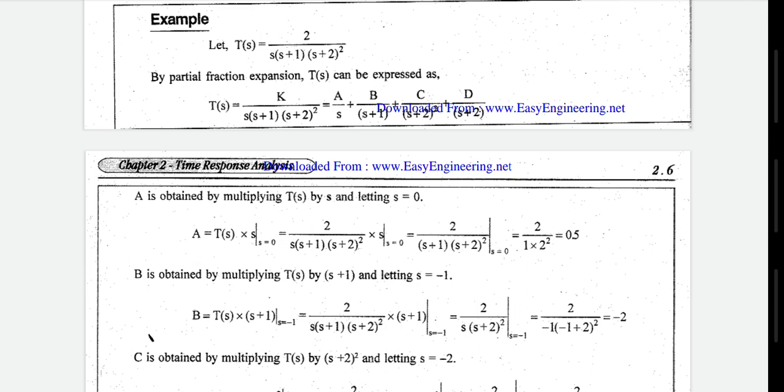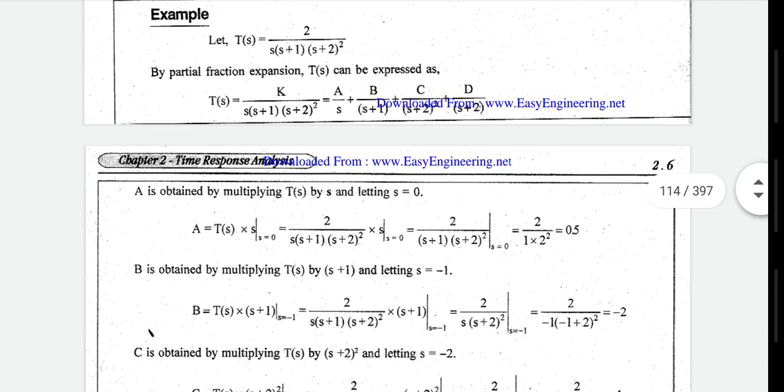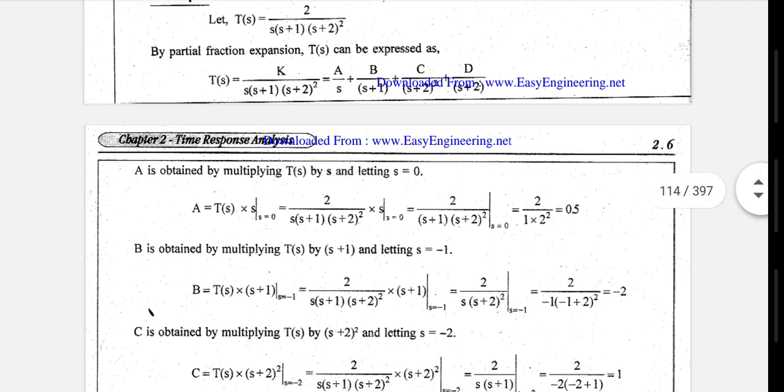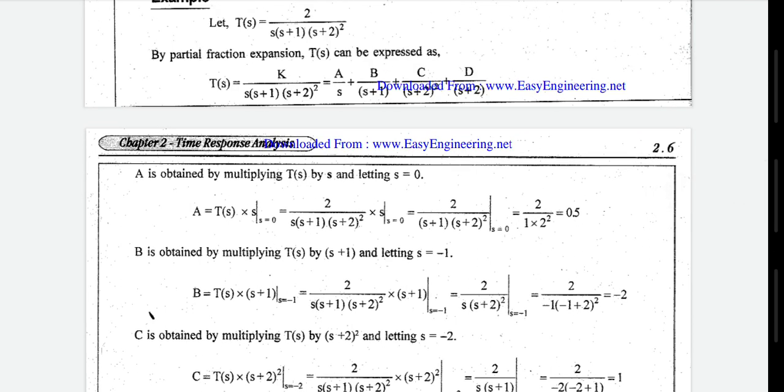Okay, so T of S is equal to, you are writing it as 2 by S into S plus 1 into S plus 2 whole square, that is equal to, you are splitting it into separate forms. A by S plus B by S plus 1 plus C by S plus 2 whole square plus D by S plus 2. Whatever pole is repeated, the repeated pole should be taken once again. So plus D by S plus 2. Now there are 4 residue values here, A, B, C and D. Okay, so now you should find the 4 residue values.